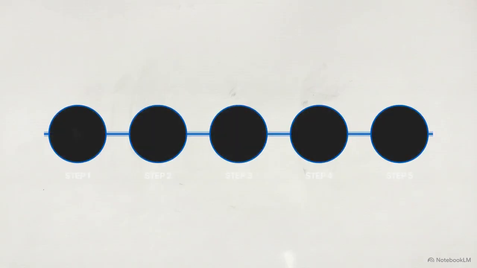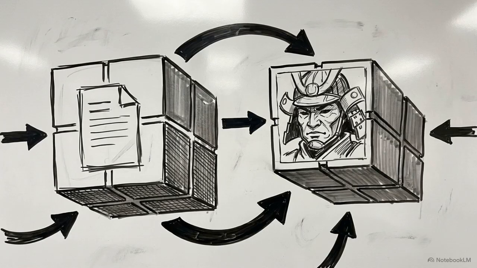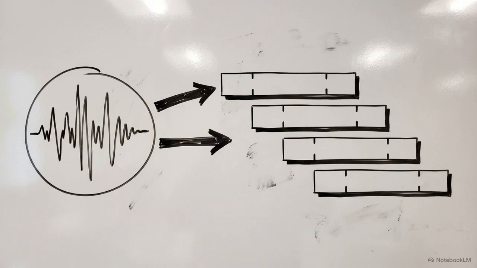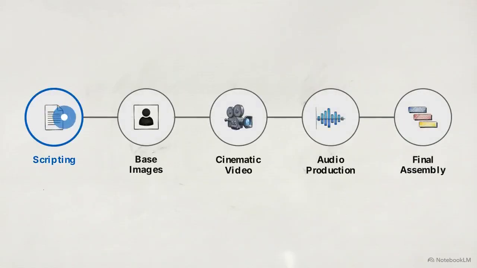We are going to build a short film from scratch using a clear 5-step workflow: scripting, generating base images, cinematic video generation, audio production, and the final edit. Having an idea is the easy part. Following this specific sequence is how you actually turn that idea into a polished, publishable short film.